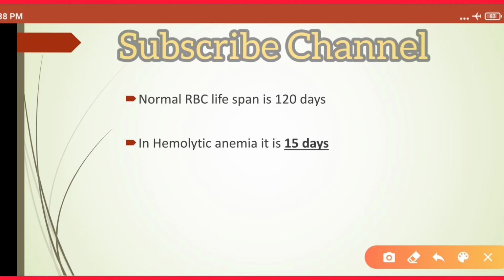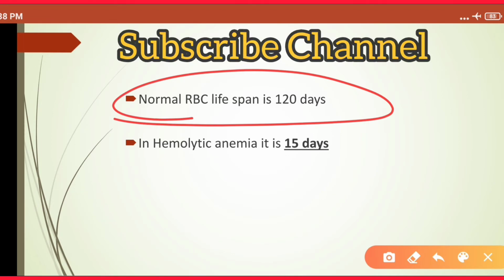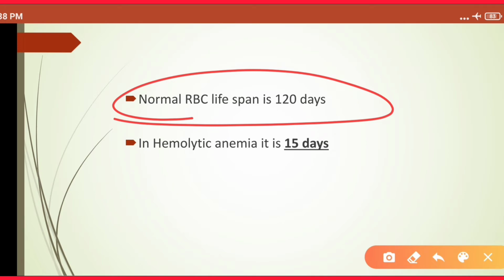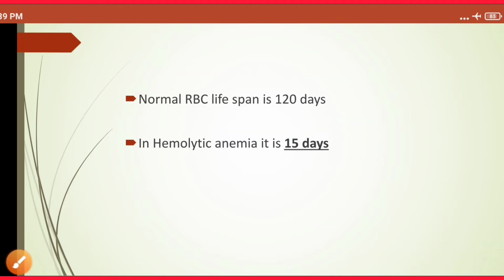Normally in our body, the lifespan of RBC is 120 days. After 3 months, your red blood cell will get old and it will be removed by the spleen. But in case of hemolytic anemia, the lifespan of RBC is reduced to less than 15 days, around 15 to 20 days. So within 15 days, your red blood cell will get destroyed by the spleen instead of 120 days. So the lifespan is shortened and you will develop anemia.